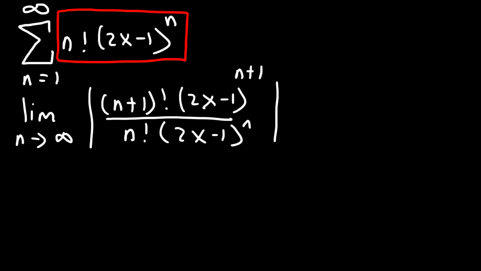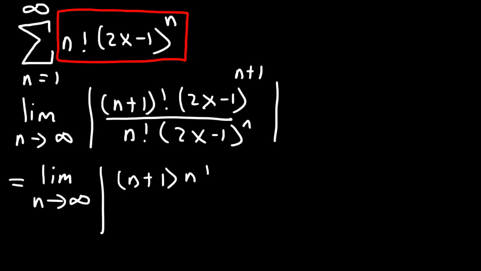So go ahead and simplify it. So n plus 1 factorial, we can write that as n plus 1 times n factorial. And 2x minus 1 to the n plus 1, that's 2x minus 1 to the n times 2x minus 1 to the first power.